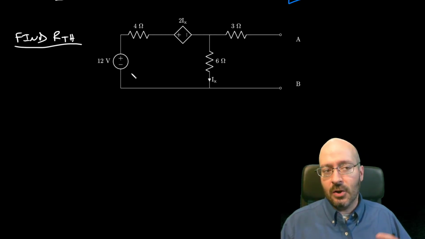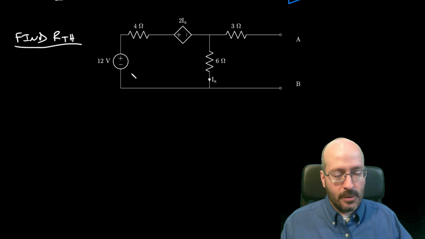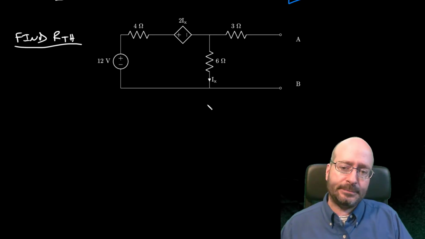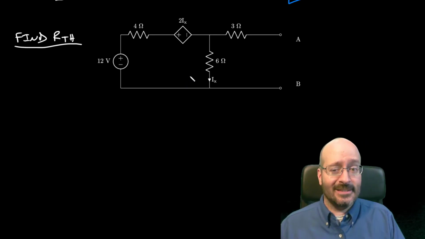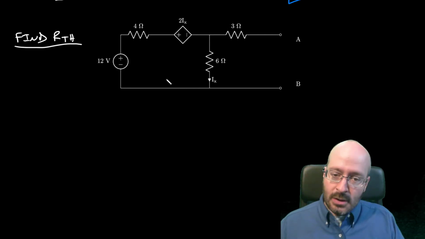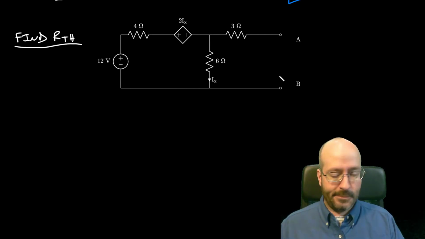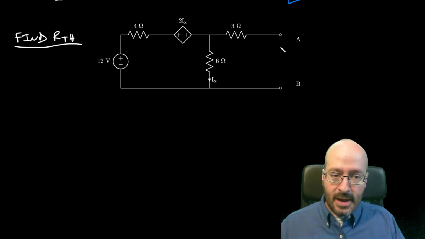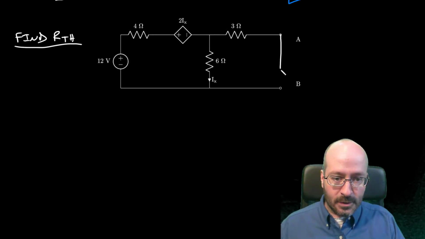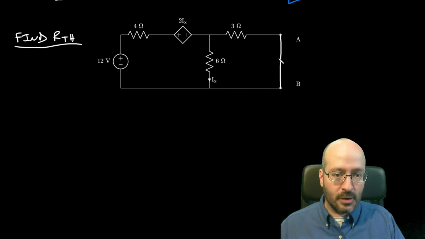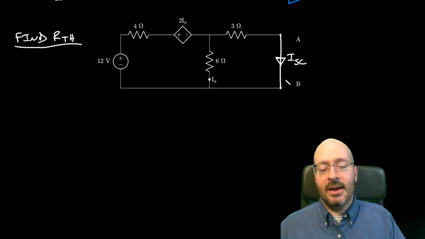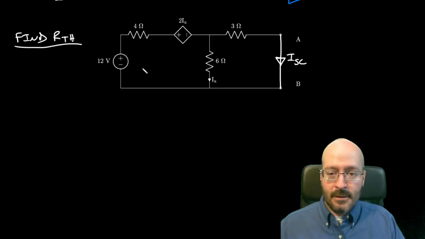And if you go look at my notes, I believe it's in my unedited notes that I posted along with these videos, you can see that it's consistent. Okay, so method 2 says remove the load if it's there. It's still not there. And find I short circuit. So I'm going to short where the load would be connected. I'm going to make that go down. Okay, and that's I short circuit.